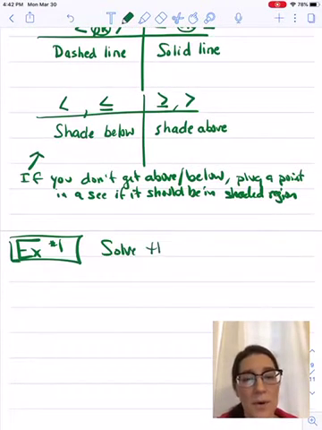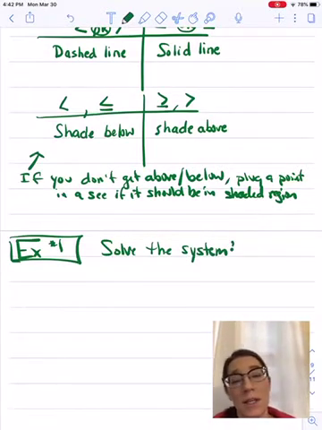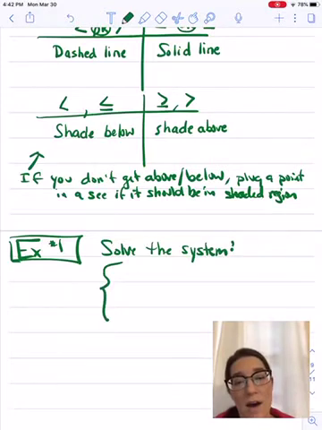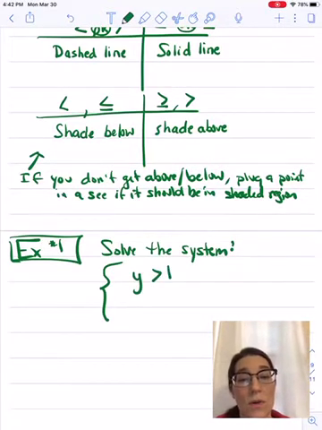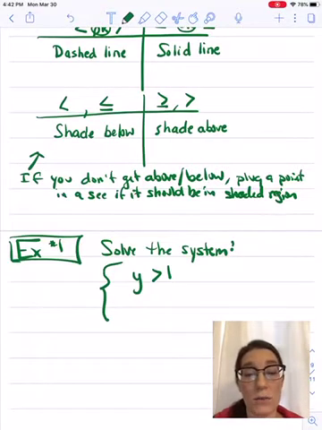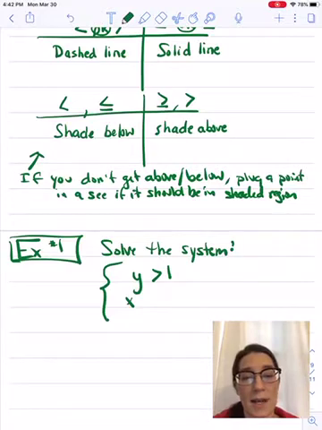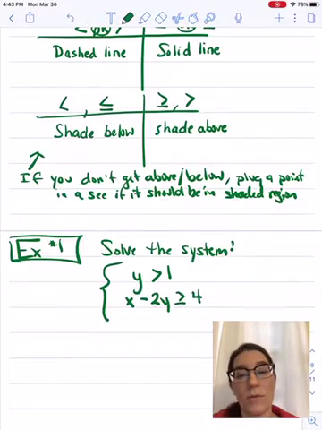So here's an example. It'll say something like solve the system, and then you'll be given a set of inequalities. So I'm going to do a horizontal inequality. So y is greater than 1. And the second inequality I'm going to write here is going to be sort of like standard form. So we got x minus 2y is greater than or equal to 4.